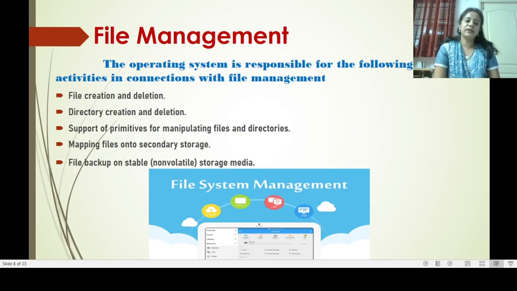And not only this, there is mapping of files onto secondary storage devices such as magnetic tapes, hard disks, and CDs. For later use, the file should be backed up on the secondary storage media. All these activities related to files are done by the operating system, because files are stored for longer use on the system.